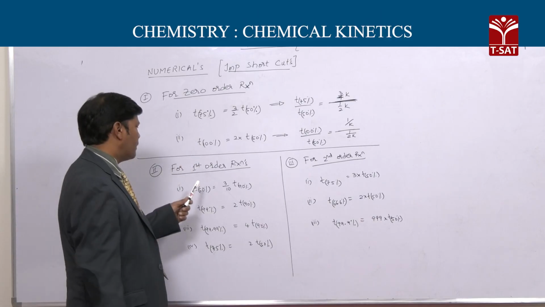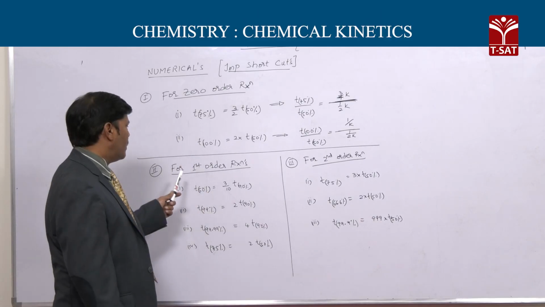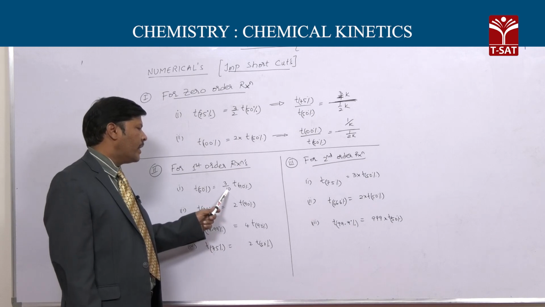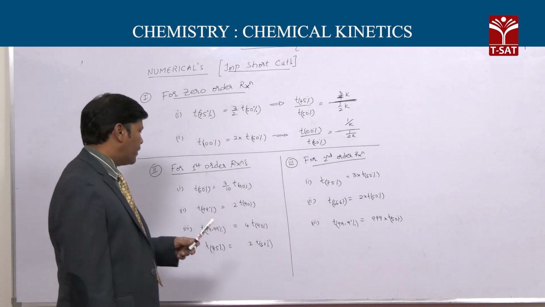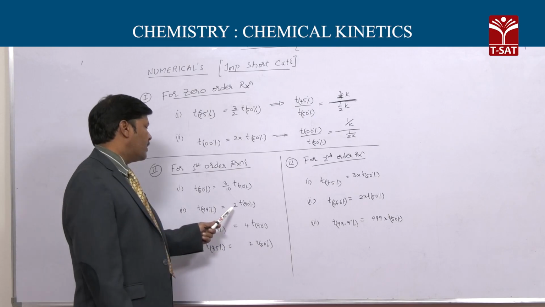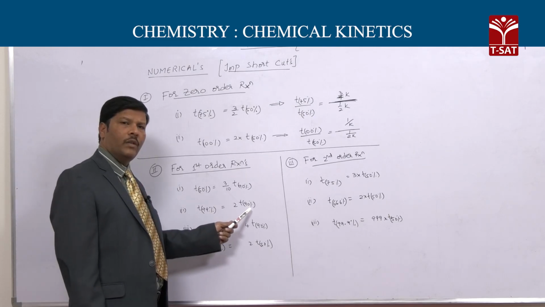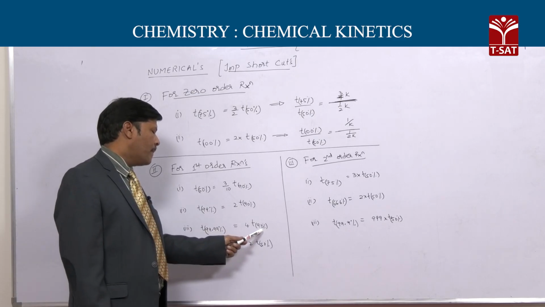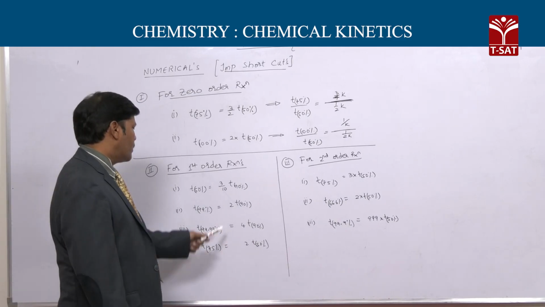Similarly, if you go for first order reaction, half-life is equal to 3 by 10 into T of 90%. T of 99% is equal to 2 times that of T of 90%. T of 99.99% is equal to 4 times the time of 90%, so on and so forth.